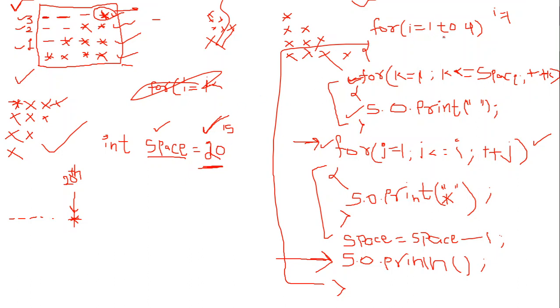So here you can see that the first time i value is 1, and this loop will run 20 times. So it has already printed 1 star. After that, this is also completed because it has printed 1 star. As you can see clearly, we are decreasing the space variable. So the space variable will become 19.